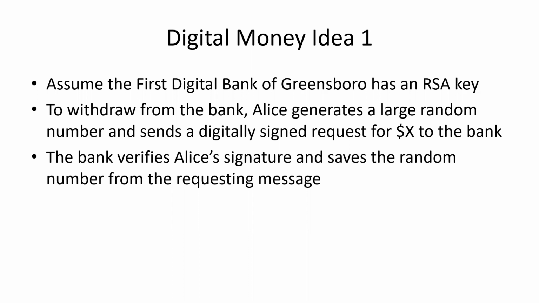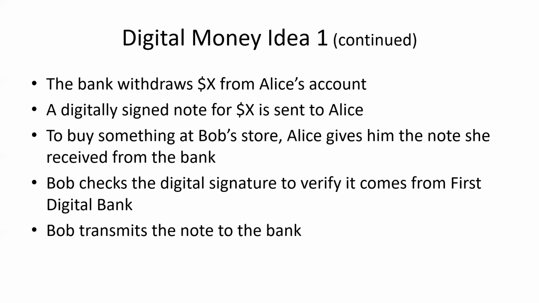The bank checks Alice's signature to make sure it's correct, checks to make sure she has the money, and saves this random number, the big nonce that she sent. Then they take the money from Alice's account and write a receipt, not a digital certificate, saying that Alice now has X dollars, and send this to Alice, signed by the bank. So now Alice has a note from the bank saying this is good for X dollars, signed by Alice's bank.